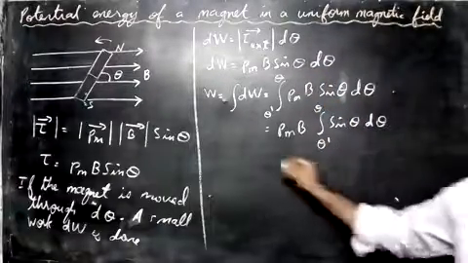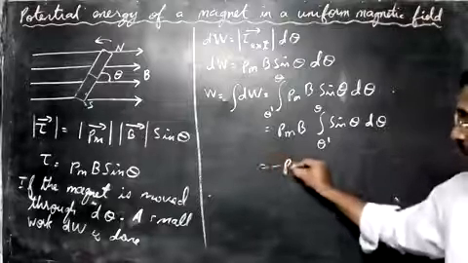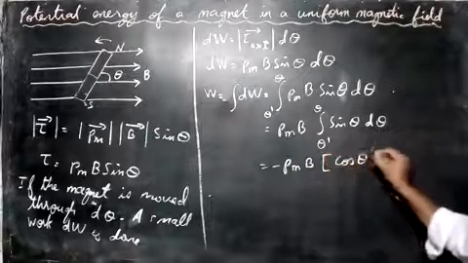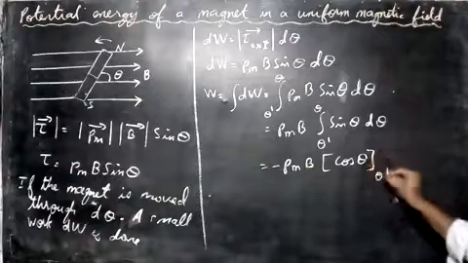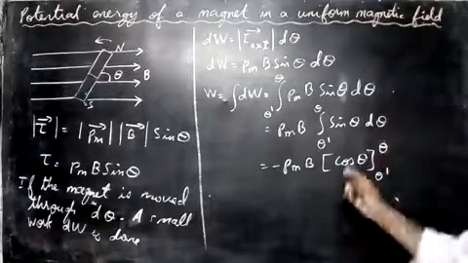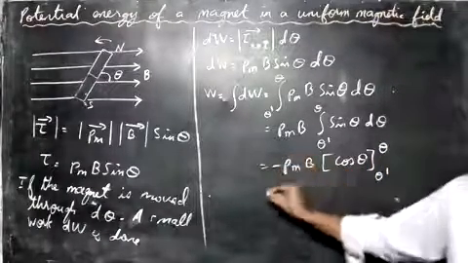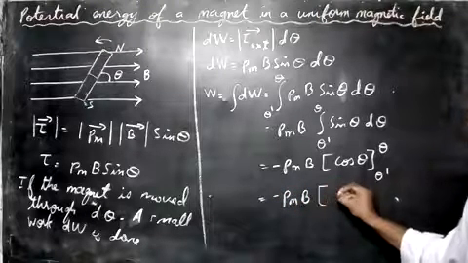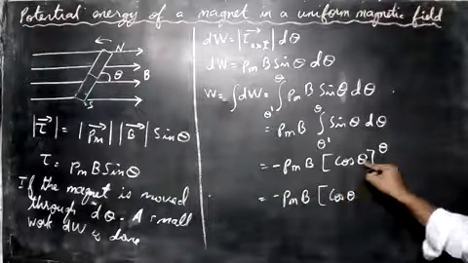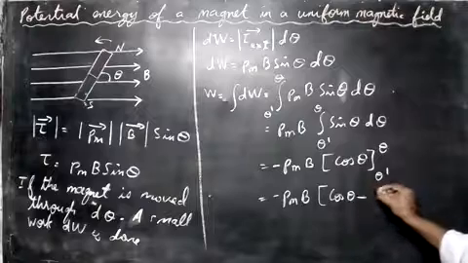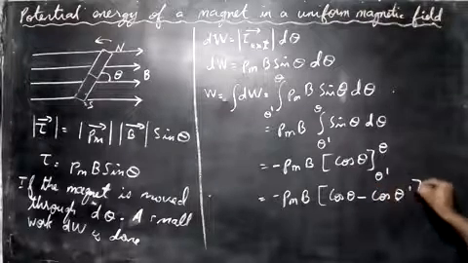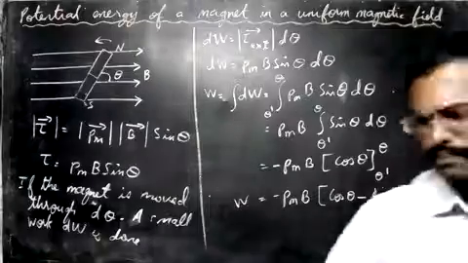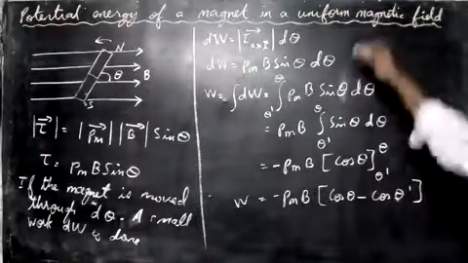The integration of sine theta is minus cos theta, so we have minus Pm B times cos theta, with lower limit theta dash and upper limit theta. Remember, I've written the minus in front. So we get minus Pm B times cos theta, substituting the upper limit, minus cos theta dash for the lower limit. So this is the work done.